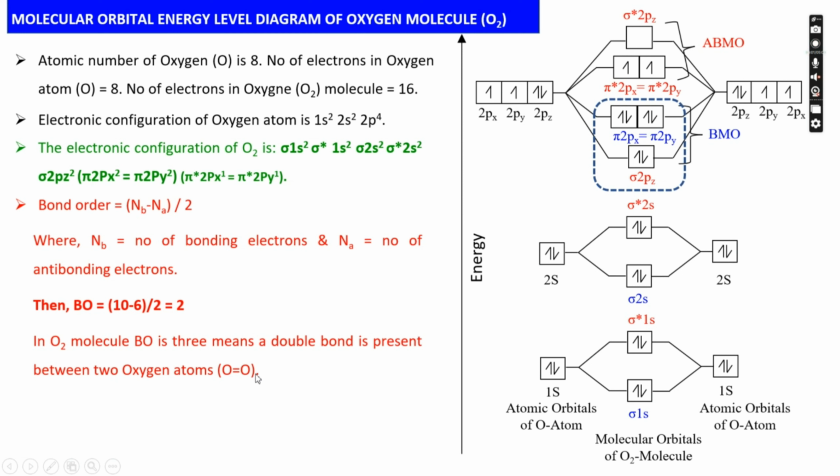That means O double bond O. The double bond is present between the two oxygen atoms. After this, we can determine the magnetic property of the molecule according to MOT theory. Here, we can see that unpaired electrons are there. Two unpaired electrons are there. Therefore, the O2 molecule has paramagnetic property. Like this, we can determine bond order and magnetic property of any given molecule using MOT theory.